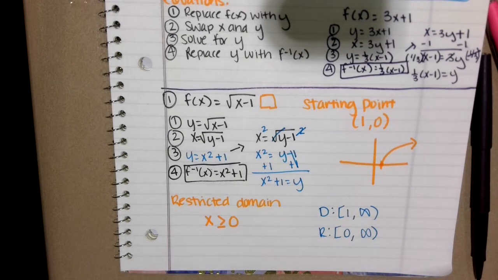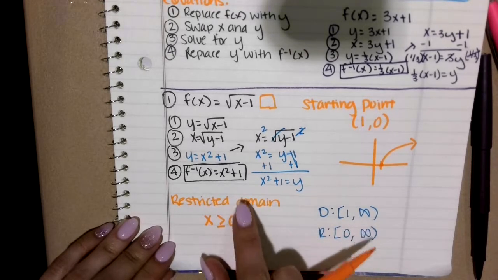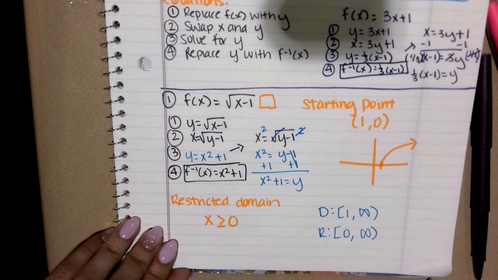This is the only one I'm going to do the graph for, and then the domain and range for. The rest of them, we're just going to be solving them out and restricted domain. Am I good to flip? No?